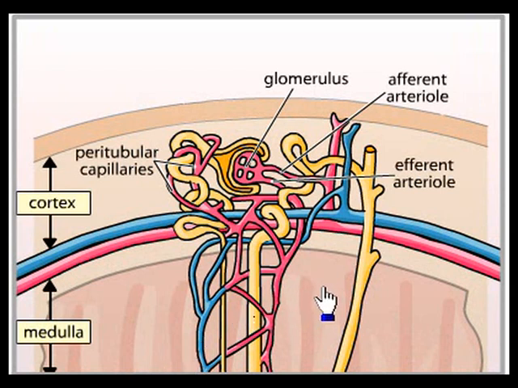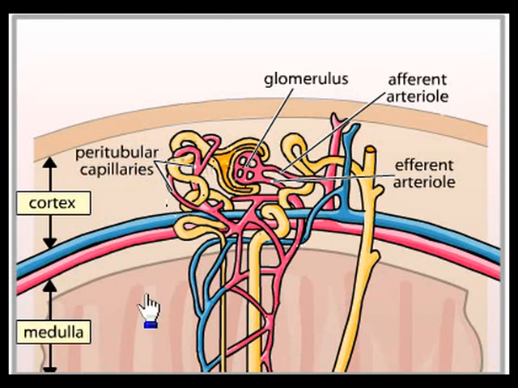An afferent arteriole, you can see the afferent arteriole, carries blood to a knot of capillaries, and this knot of capillaries is called the glomerulus. Draining each glomerulus is an efferent arteriole that gives rise to peritubular capillaries, most of which surround the cortical portion of the nephron and the tubules. These are the peritubular capillaries.